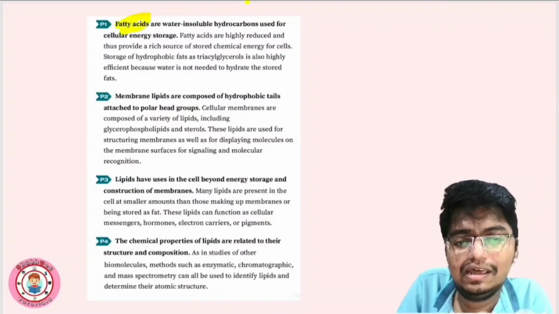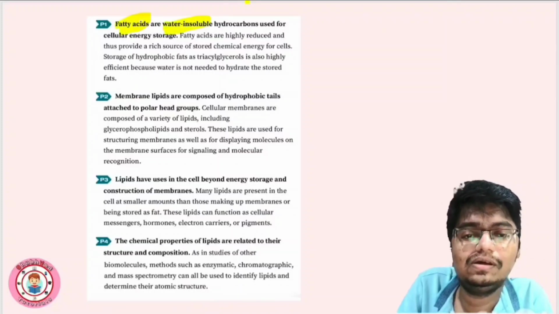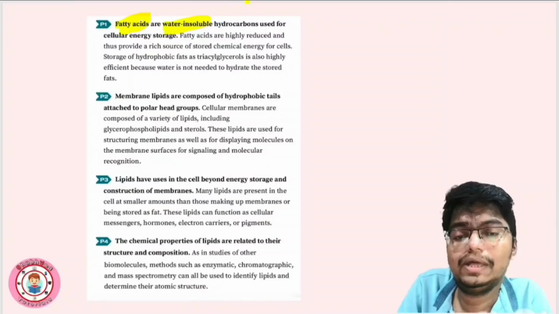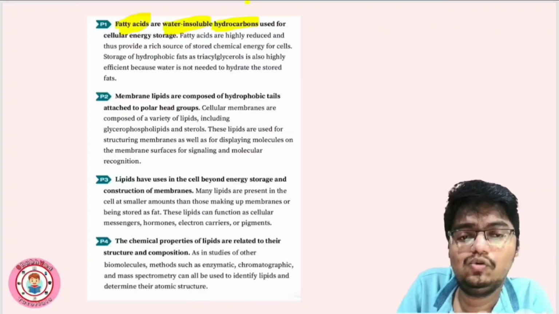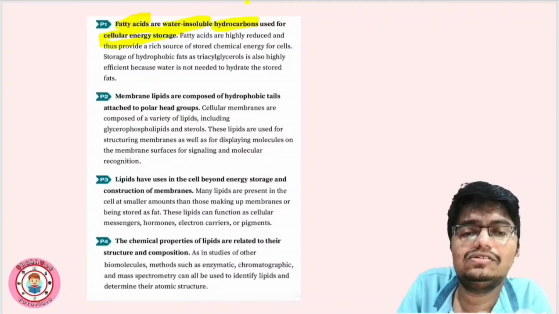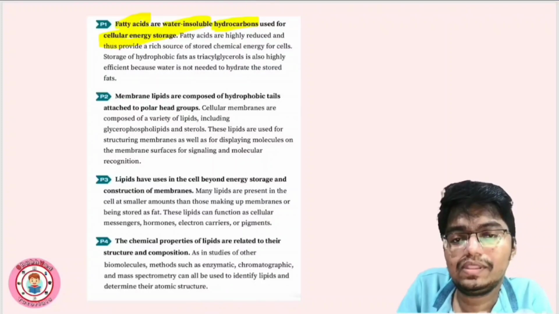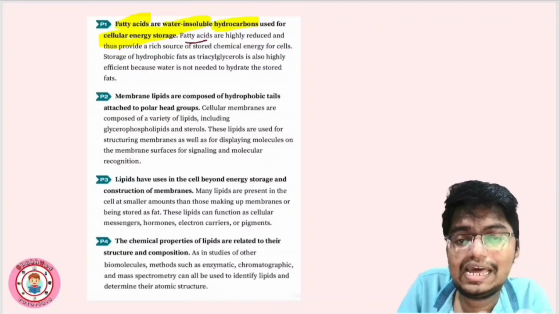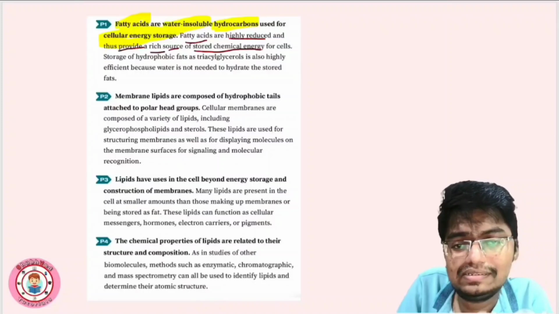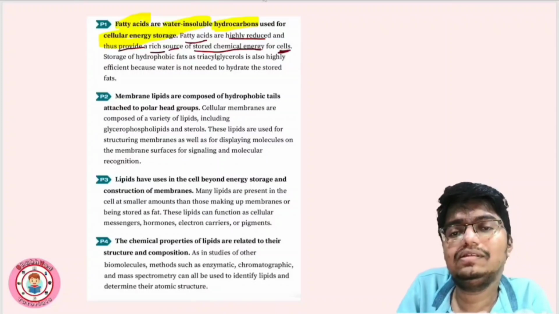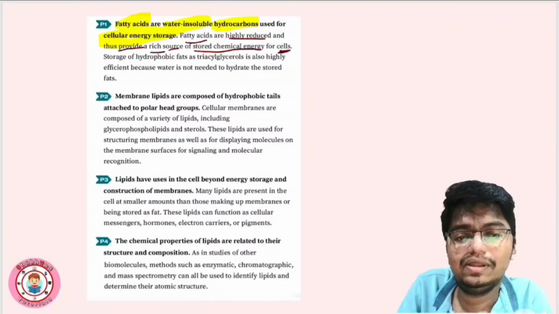Fatty acids are water insoluble. Okay, water में soluble नहीं होता. Hydrocarbons, right? Chain of hydrocarbon. What is hydrocarbon? Containing carbon and hydrogen. Used for cellular energy storage, right? So fatty acids are highly reduced and thus provide a rich source of stored chemical energy for cells. Okay, this is the energy reserve, right?